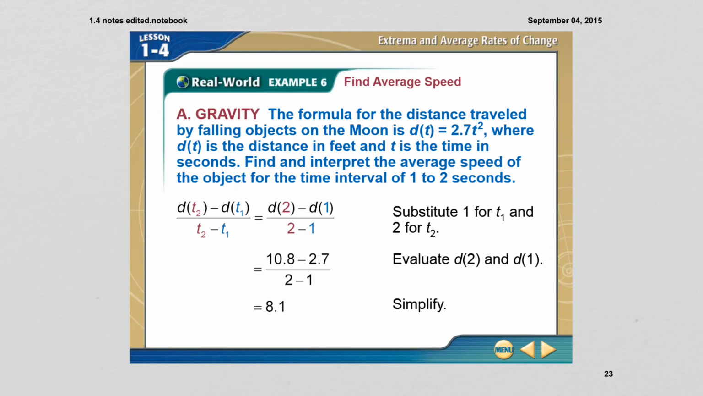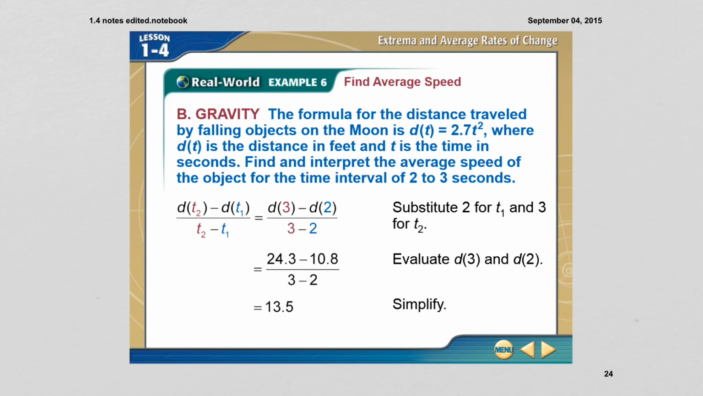So we plug into our formula d of t sub 2 minus d of t sub 1 over t sub 2 minus t sub 1. Our interval is from 1 to 2 seconds, so we plug in 2 for t sub 2 and 1 for t sub 1. We do all of our math by plugging it into our d of t, and we find that it's 8.1. And that means 8.1 feet per second. So our average speed of the object for the time interval from 1 to 2 seconds is 8.1 feet per second.